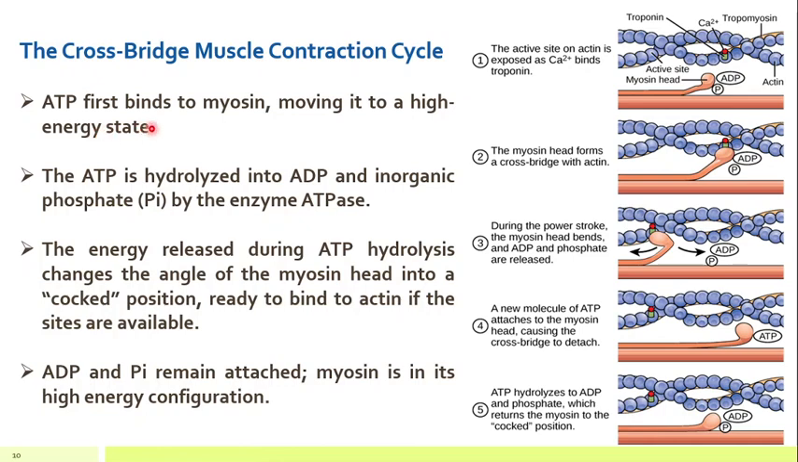The ATP first binds to myosin, moving it to a high energy state. The ATP is hydrolyzed into ADP and inorganic phosphate by the enzyme ATPase. Here the inorganic phosphate group is released and ATP gets converted into ADP. The energy released during ATP hydrolysis changes the angle of the myosin head into a cocked position, ready to bind to actin if the sites are available. The ADP and inorganic phosphate molecule remain attached. Myosin is in its high energy configuration.